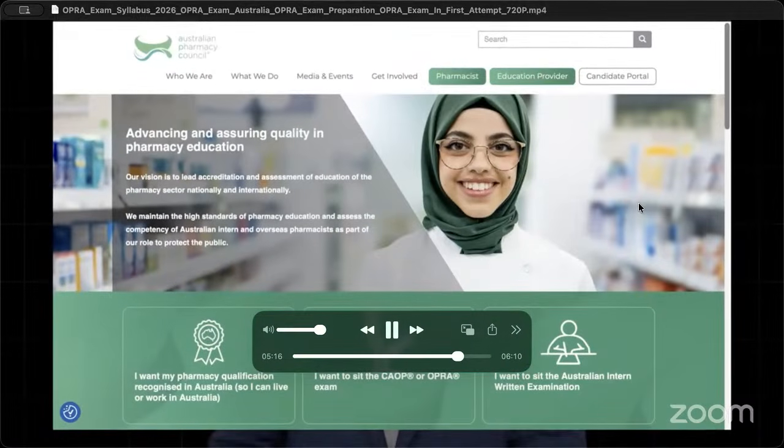So while preparing for this examination, you also need to keep in consideration all those facts. For more updates about this syllabus or any materials that you need, I always recommend you to visit the official website of the Australian Pharmacy Council.